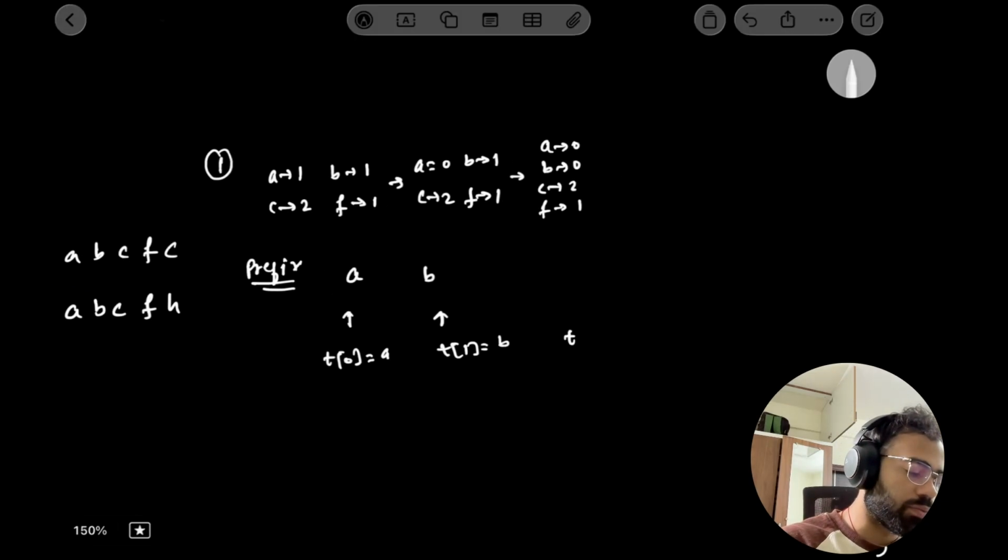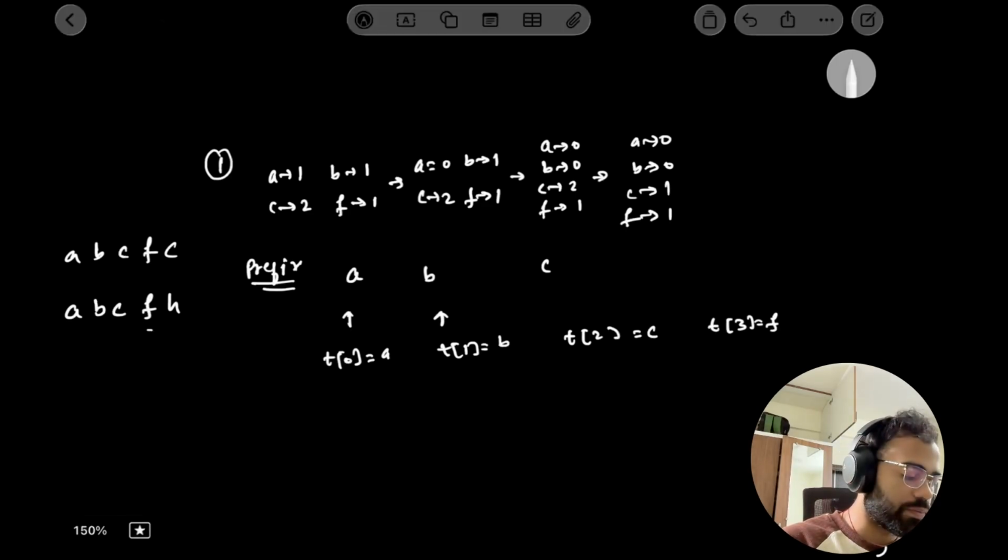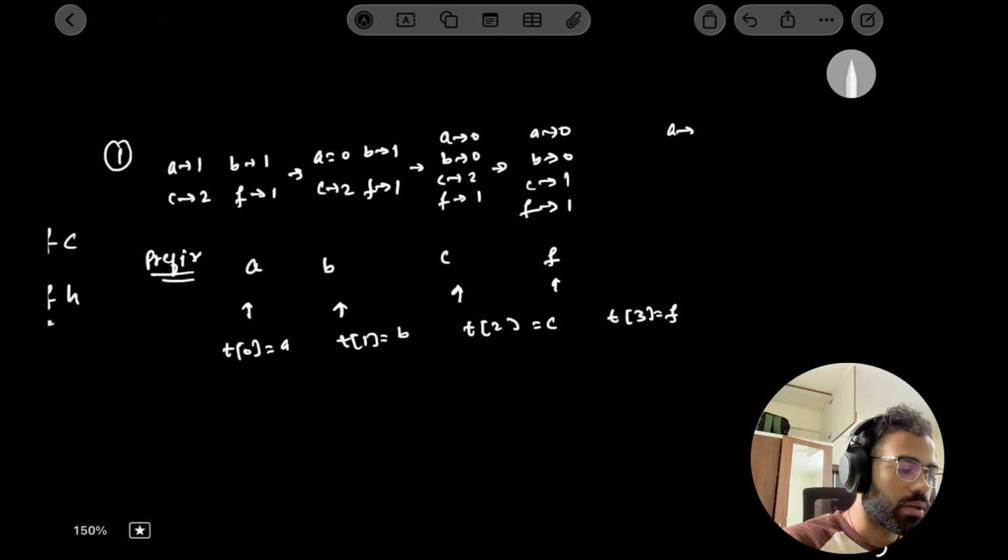And now, what is T of 2? That is C. Do we have C? Yes, we have C. So we are going to put C here. And the next will become A0, B0, C1, F1. Now, what is T of 3? That is F, right? Then we'll match the F here. Do we have F? Yes. So we'll match the F here. Now A0, B0, C is left 1, and F is 0 now.